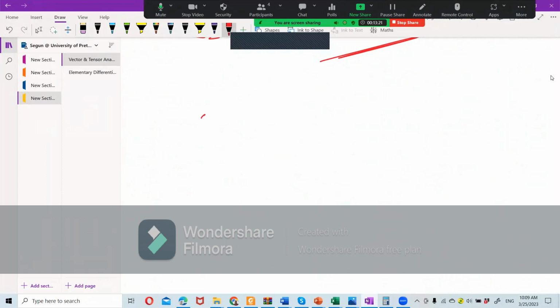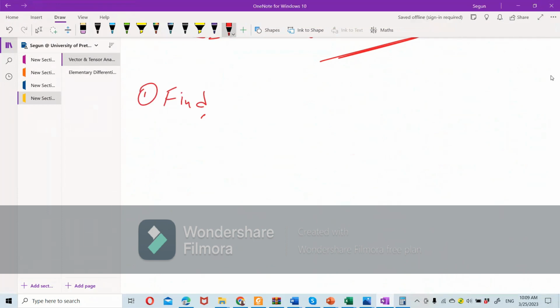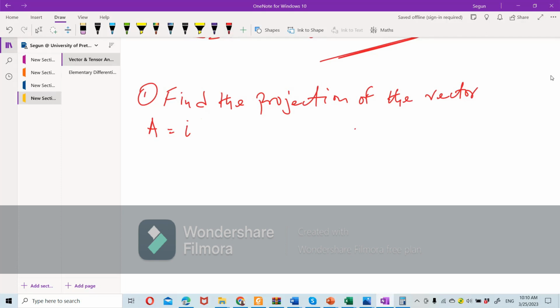Let's look at this example. Number one, find the projection of the vector A equals i minus 2j plus k on the vector B equals 4i minus 4j plus 7k.